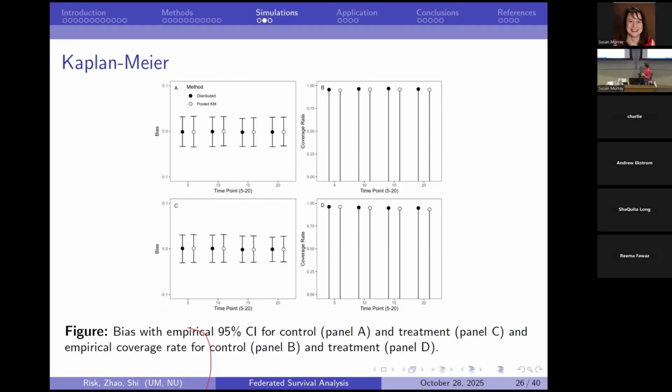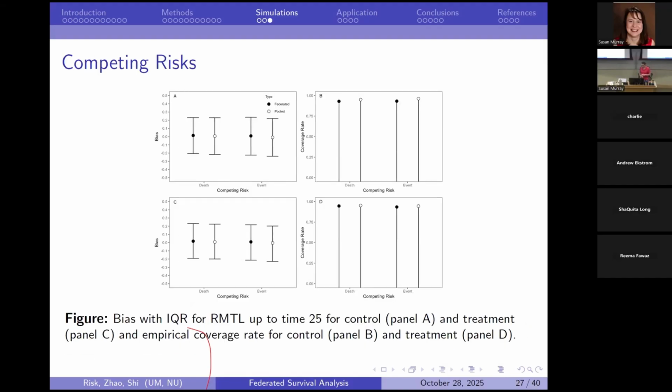Basically, we have similar or almost identical bias, and we achieve the same coverage with our confidence intervals using our distributed method as with the method where we could hypothetically pool the data and just construct a normal Kaplan-Meier curve. And I have similar simulation results that also look very nice.